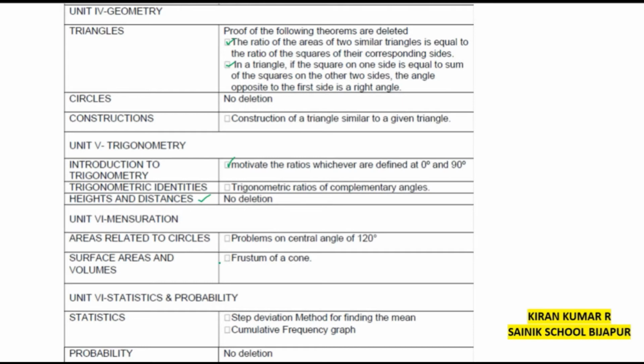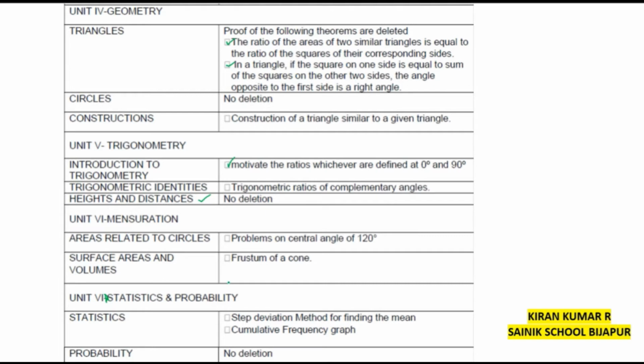In Statistics and Probability, Unit 6. This is Unit 7 actually. Unit 7. In the statistics, step deviation method for finding the mean is taken off. Cumulative frequency graph, which is also called as ogive, is taken off, and there is no deletion in the chapter probability. You can note these topics. For this academic session, these topics are deleted.